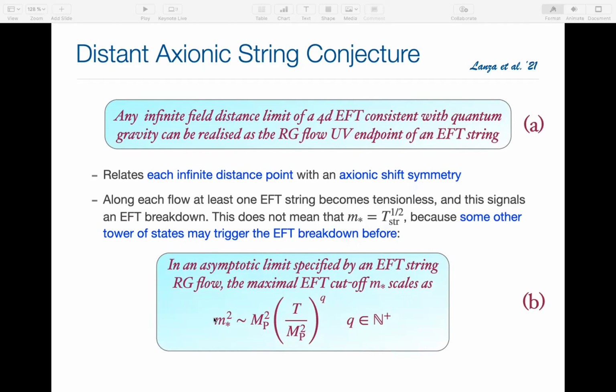Swampland distance conjecture tower of states scale that goes down exponentially. And this is the string tension. Because this goes to 0, you can have Q equal to 1, or you can have Q bigger than 1. For Q equal to 1, they will be of the same order. For Q bigger than 1, this will go there before, and this will be the one, whatever it is, we also don't specify what it is, that will break the EFT.